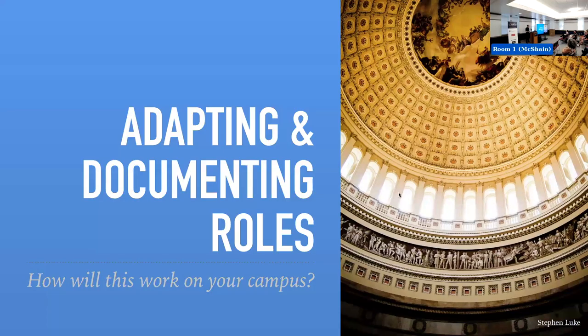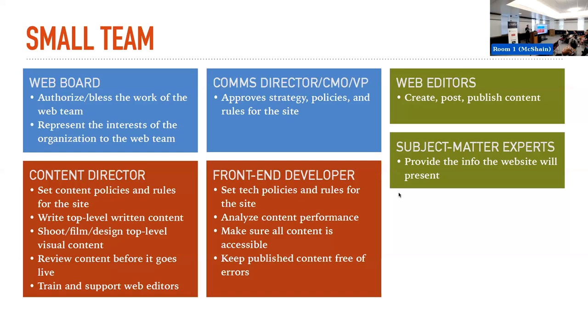And then you'll see that played out as we start to talk about the actual roles here, right? So how is all that going to work on your campus, beyond setting what's authoritative, what's not, what's core, what's non-core? Here's how that might look. I'm calling it a small team. We have two people on this web team. Those are the orange boxes here, right? And then we have two blue boxes up top, which are sort of overseeing the web team, but do not have web access. So, the web board that's going to authorize it, represent the interests, maybe solve disputes. And then your communications director, CMO, VP.